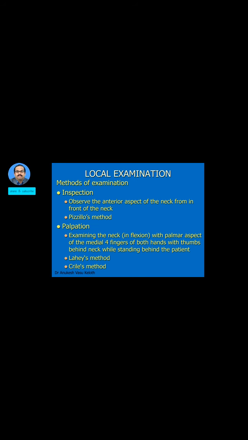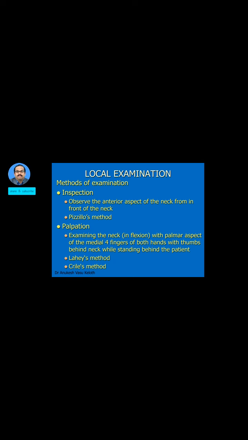So we're going to move on to local examination of the thyroid gland. So we have the methods of inspection and the methods of palpation. Now the methods of percussion and auscultation are actually the same. So here, how do you inspect the thyroid gland? Obviously, you will stand in front of the patient and inspect the anterior aspect of the neck.